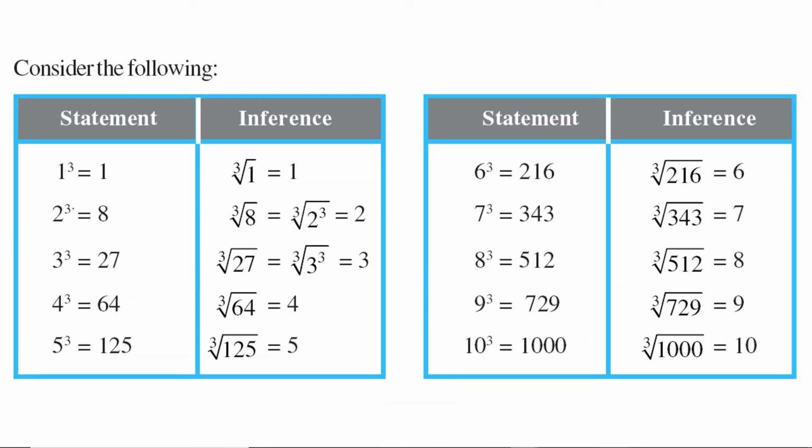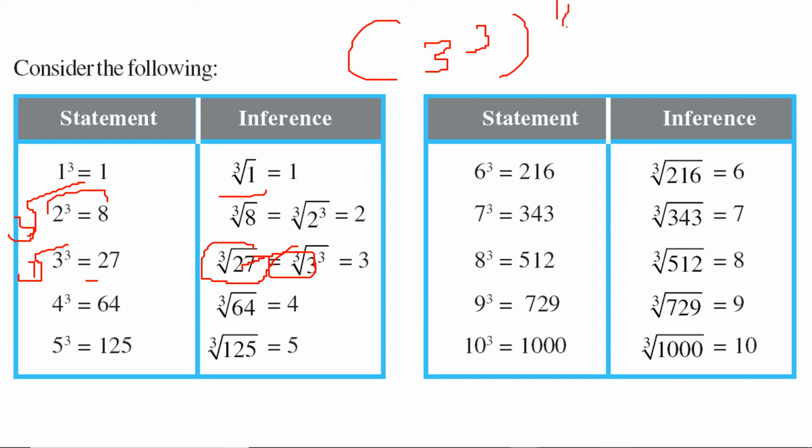So just consider these. 1 cube is 1, so the cube root of 1 is 1. 2 cube is 8, so if you take the cube root of 8, you get 2. 3 cube is 27, so the cube root of 27 is 3. You are taking the cube root of 27, that means you are taking the cube root of 3 to the power 3. So 3 to the power 3, this is the cube root, so it is the power 1 by 3. So it gets cancelled, you get 3. So the statement is simply like this: 9 cube is 729, you take the cube root of 729, you get 9.